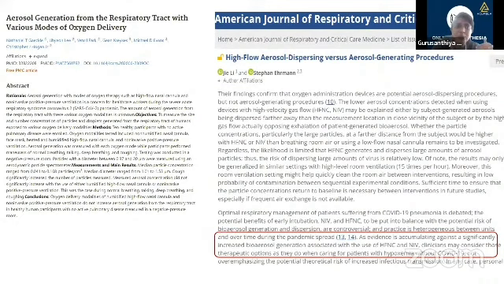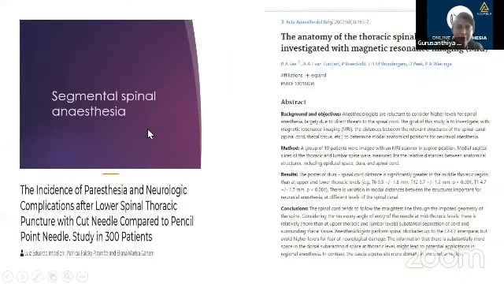There were studies also saying that non-invasive ventilation does not significantly increase the aerosol generation from the respiratory tract. And we also have in the American Journal of Respiratory that HFNC and NIV are not associated with as increased a risk as we would have thought previously about aerosol dispersion. Of course, we all had PPE in place, but this was the reason we actually went ahead with NIV and proceeded. Coming on to segmental spinal anesthesia.